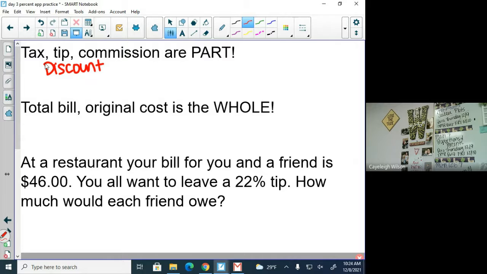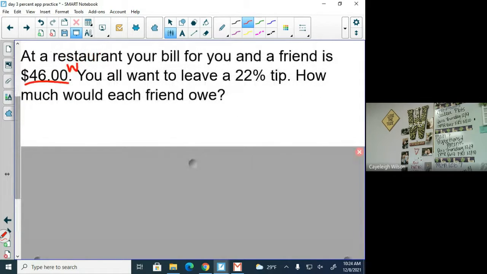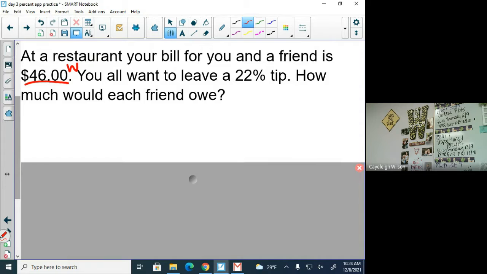They told me that my total bill was $46. So would the $46 be the part, the whole, or the percent? The whole. Because it's the total bill. It's the whole amount that they spent. So this is going to be my whole. All right, so I put my whole on the bottom.